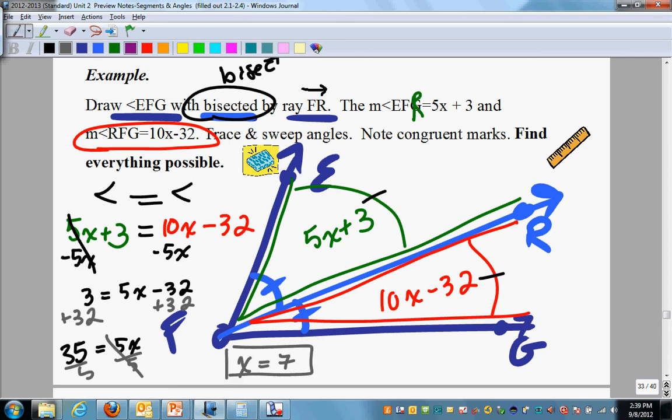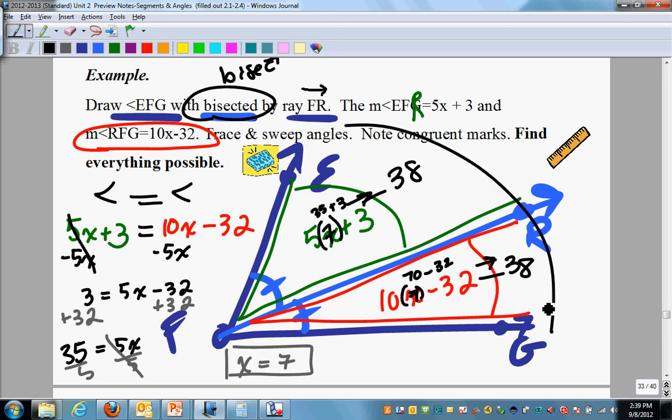It says find everything possible. So now we put 7 wherever there was x. 5 times 7 is 35, plus 3, this is 38. 10 times 7 is 70. 70 minus 32 is also 38. And then we can get this large angle by adding 38 and 38. And we get 76.